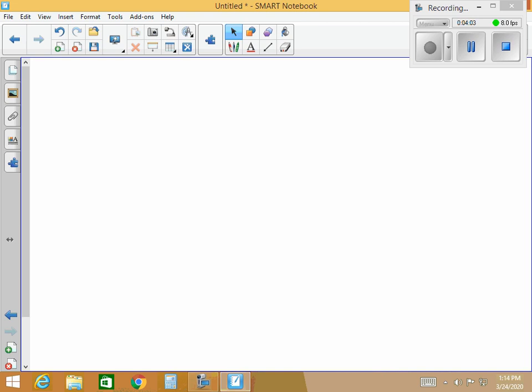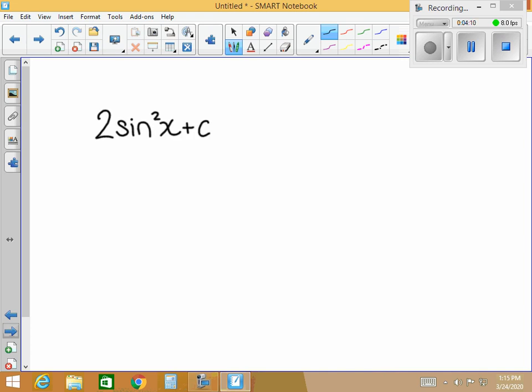So maybe I have 2 sine squared x plus cosine x minus 2 equals 0. And when I look at that, it's sort of like a quadratic equation, but it's really not at all, because I've got 2 different variables, quote unquote variables there. I've got part of the equation in sines and part of it in cosines.